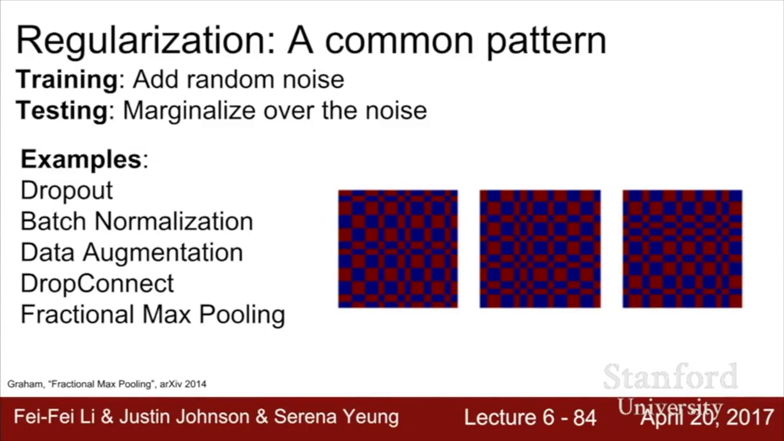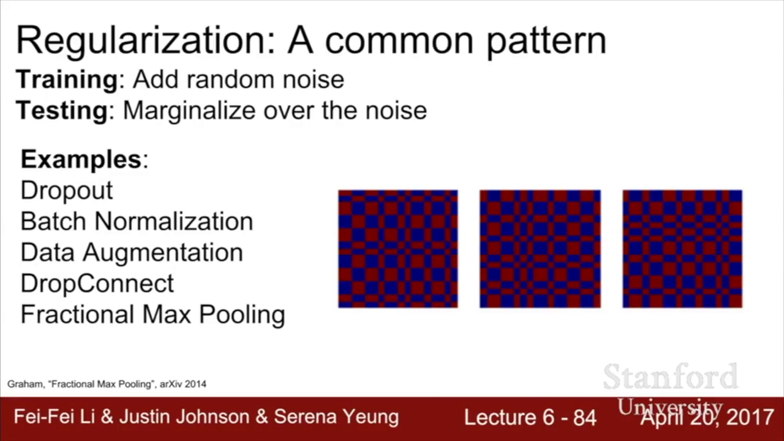Another kind of cool idea that I like, this one's not so commonly used, but I just think it's a really cool idea, is fractional max pooling. Normally when you do 2x2 max pooling, you have these fixed 2x2 pooling regions over which you pool in the forward pass.